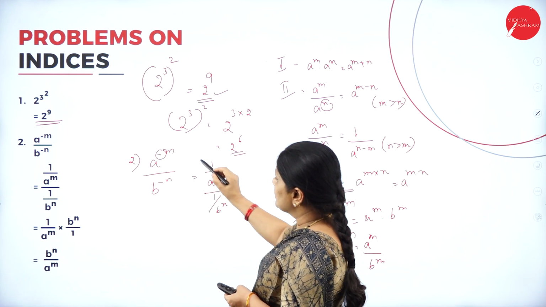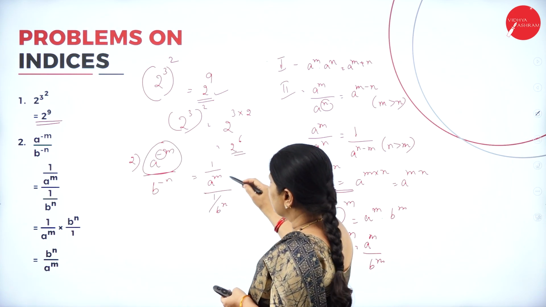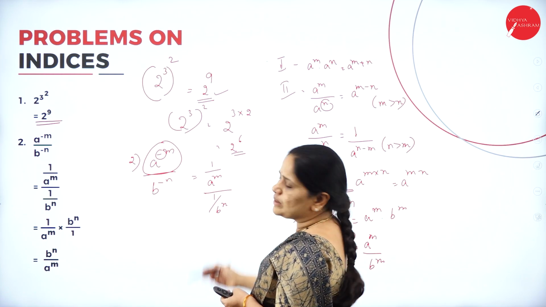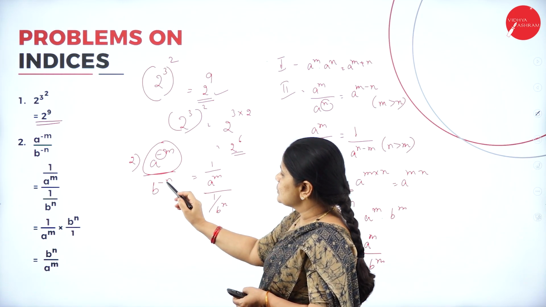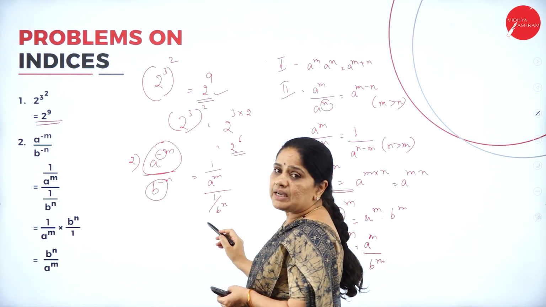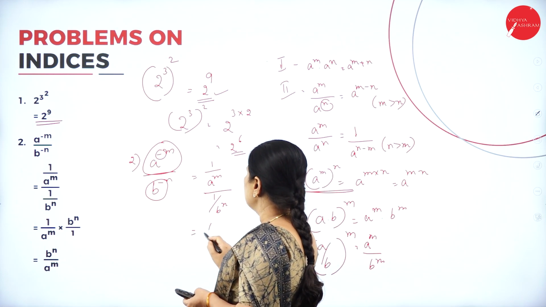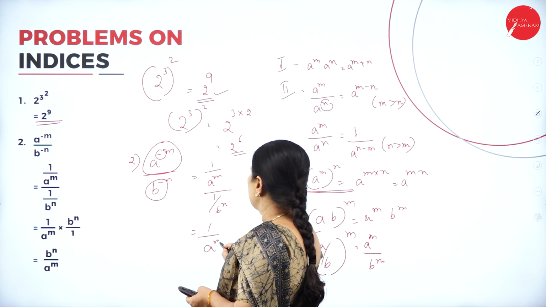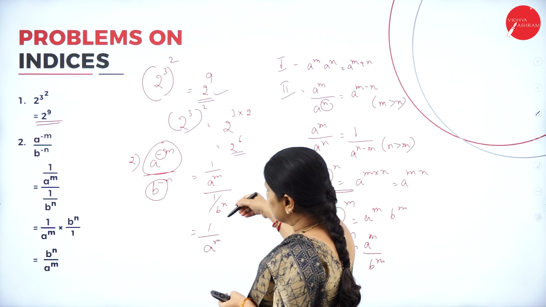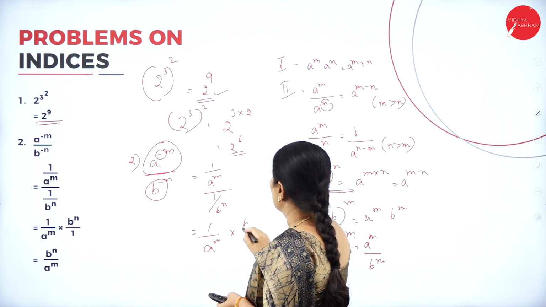So, if you want to write an expression with a minus sign, then the best way is to write it as 1 by a to the power of m, and here also we are removing this minus sign by writing 1 by b to the power n. So this will be equal to 1 by a to the power of m divided by 1 by b to the power n. So whenever there is a division of fractions, we have to take the reciprocal here.